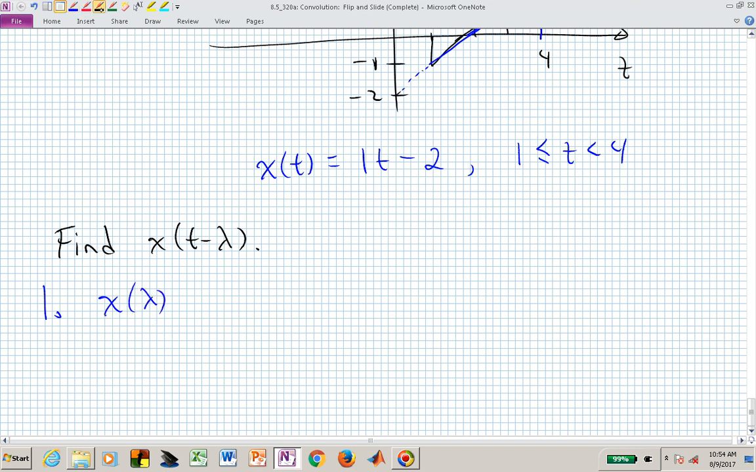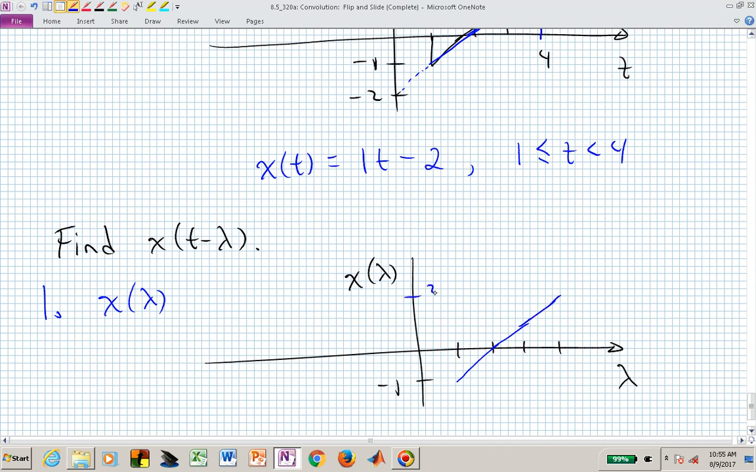So now maybe I'm going to be challenged again to try to just sketch this waveform, this is now x of lambda. There's 1, 2, 3, 4. We're starting at -1, and we have a slope of 1 going up another 1, so that should be a value of 2. Here's -1, and this is now x of lambda is equal to lambda minus 2.